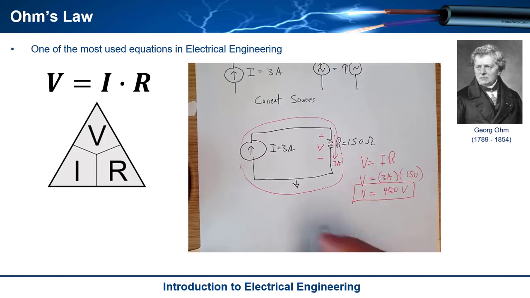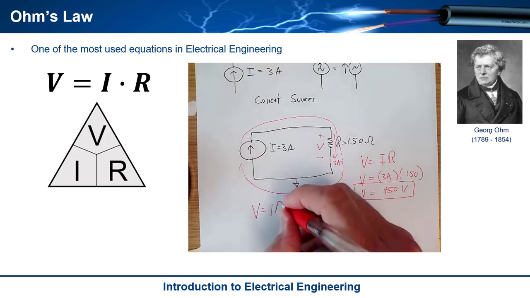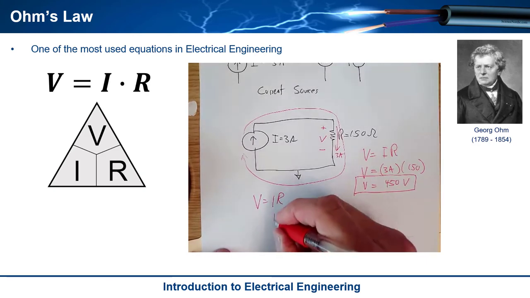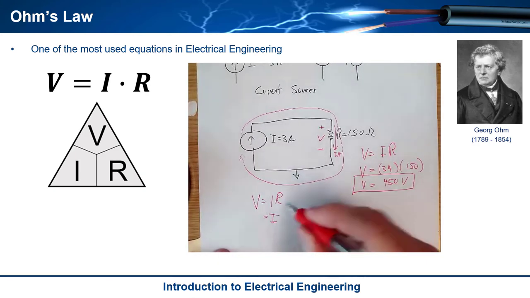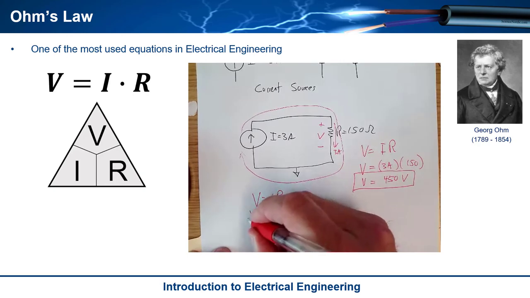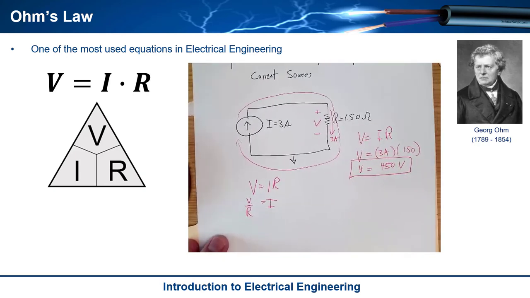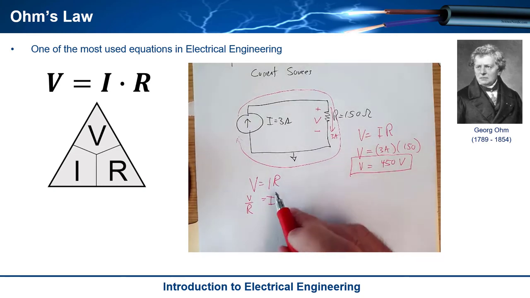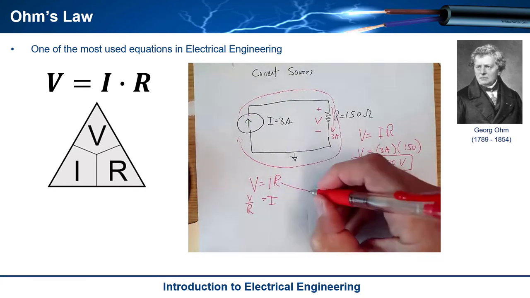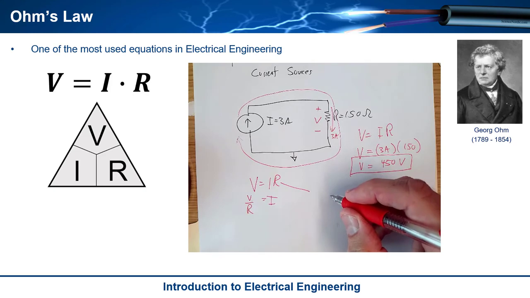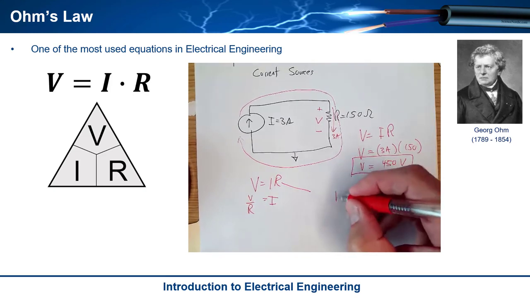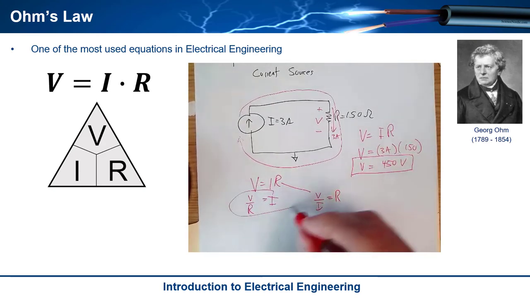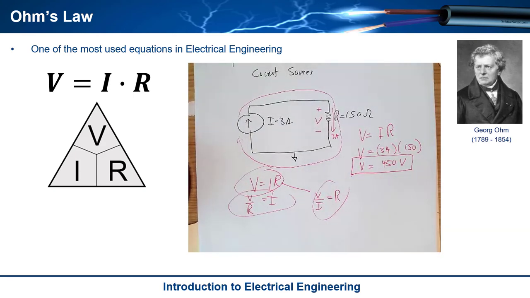Now, it works every which way, right? V is equal to IR. If you wanted to solve for voltage, there it is. If you wanted to solve for current, you would divide both sides by resistance, and you'd have I equals V over R. And if you wanted to solve for resistance, you'd start with V equals IR and divide by I on both sides, so you'd get R is equal to V over I. These equations allow you to go any which way.